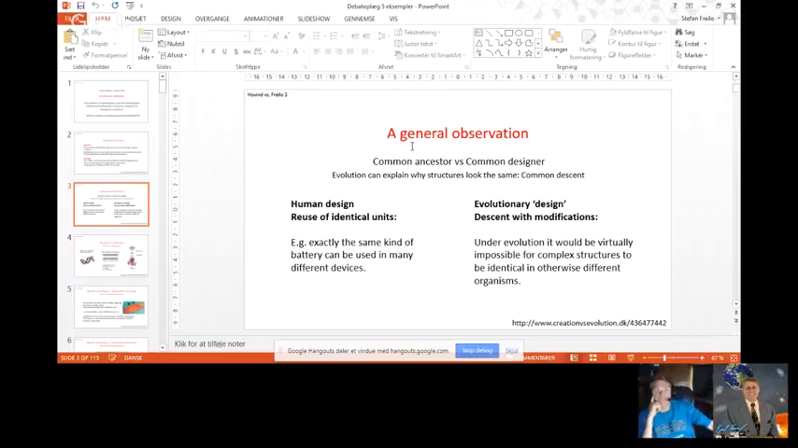How could we identify whether what we see is design or evolution? At least in human design, what is easy to observe is that the same kind of units are used in very different devices, such as the same kind of batteries in this example. But under evolution, you would never see exactly the same complex structures in very different organisms. You will always be able to identify a gene or a protein exactly to what organism it comes from. So that's a very profound difference between human design and evolutionary design, if we should call it that.